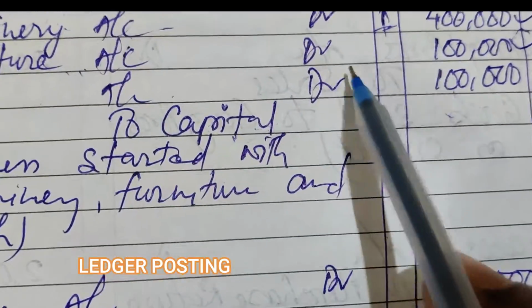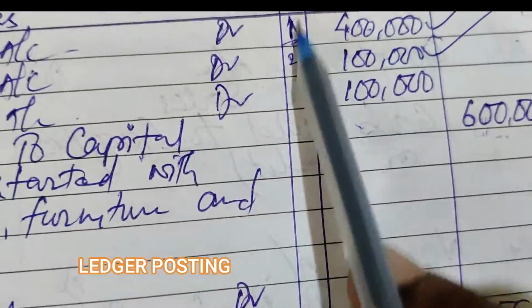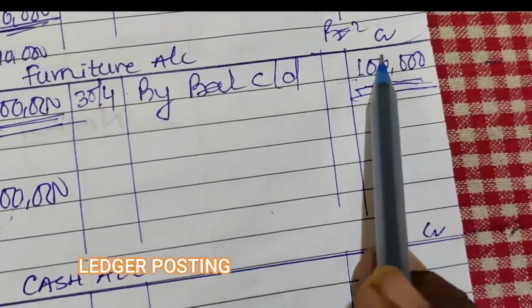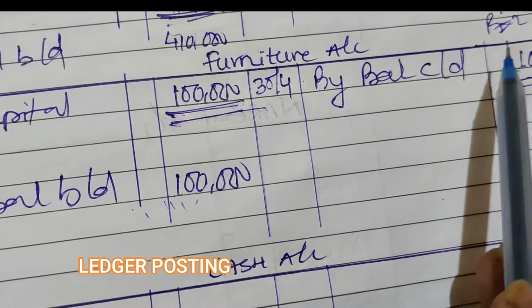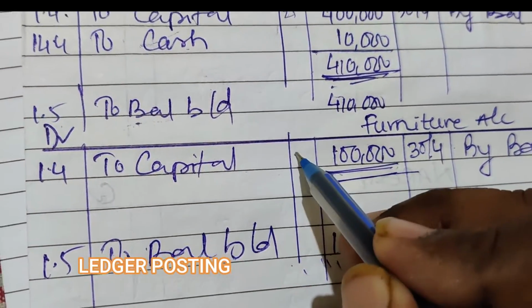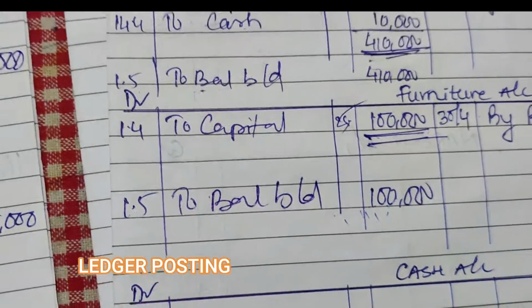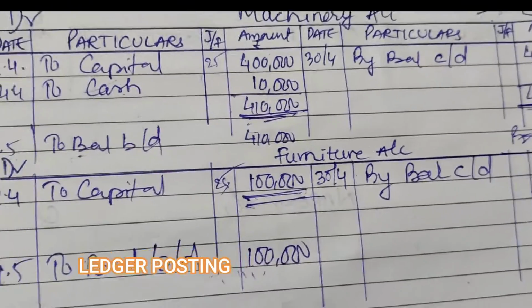So furniture account: where is this furniture account posted? Page number 2, here in the ledger folio, page number 2. When you open page number 2, this is ledger page number 2. Then in the journal folio, this furniture is posted from which journal entry? Page number 25. Okay, so like this way we can do it. This is just for understanding only.